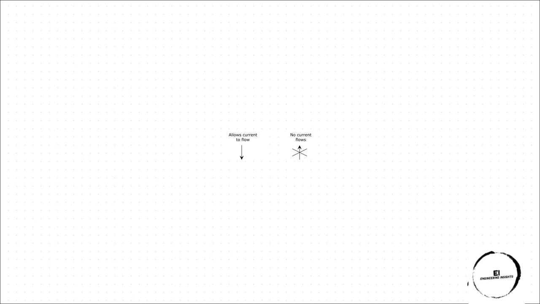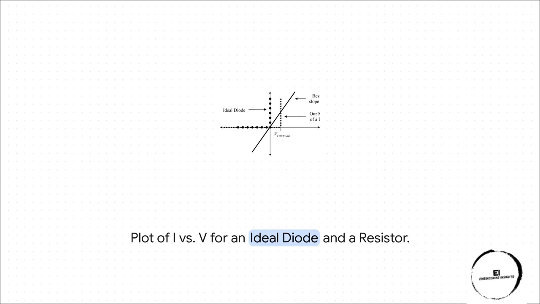It freely allows current to flow down in the direction of the arrow. If current tries to reverse and flow upward, the diode completely blocks it. Absolutely no current flows backwards. But here's the thing. Our LED isn't just a basic one-way valve. It has a very specific behavioral quirk.